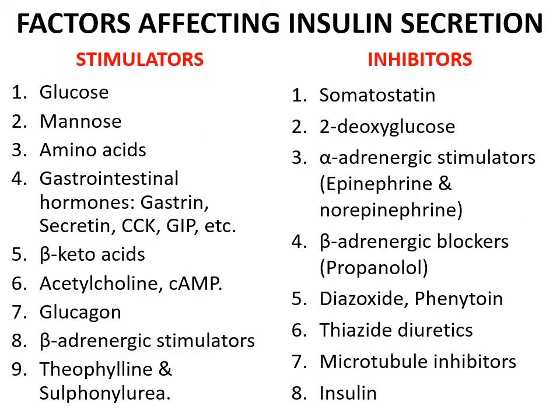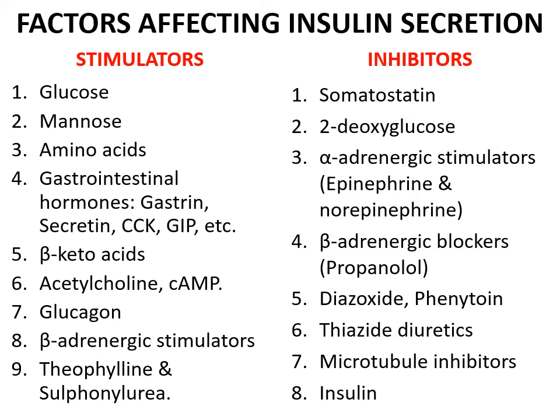So what are the factors affecting insulin secretion? Glucose, mannose, amino acids, gastrointestinal hormones such as gastrin, secretin, cholecystokinin, gastric inhibitory peptide, beta keto acids, acetylcholine, cyclic AMP, glucagon, beta-adrenergic stimulators, theophylline and sulfonylureas. These are stimulators of insulin secretion.